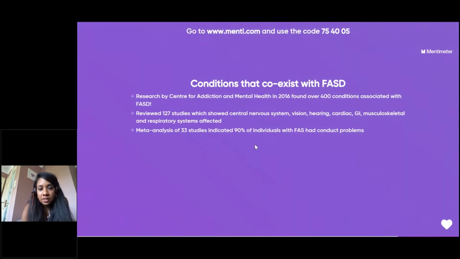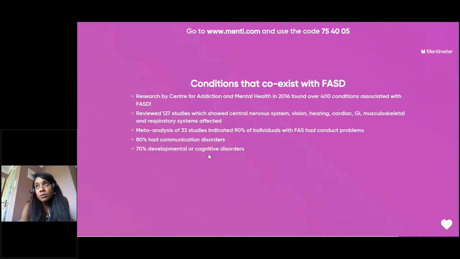They did a meta-analysis of 33 studies, which indicated that 90% of individuals with FAS had conduct problems. And again, you can see how that may be the case when you think about those neurodevelopmental domains. 80% had communication disorders, 70% had cognitive disorders. So again, when you think back to life for those parents and life for that child, it's going to affect them throughout their schooling and as they get older. That's why, again, it comes back to early diagnosis and intervention is really important.